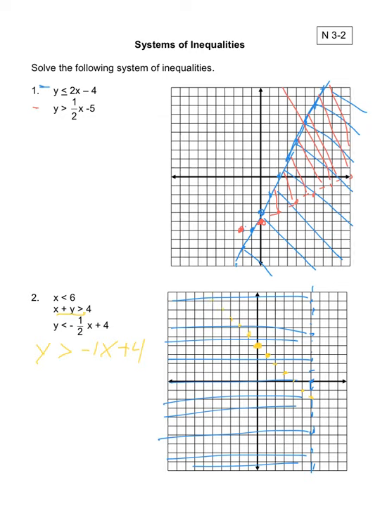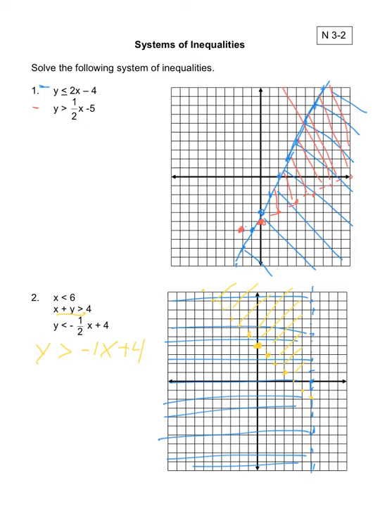And this particular one is not equal to, so it's a dotted line. I've already got my dots there, and I can add a few more little dots to help seal it off. This one says greater than, so that means shade above. So I'm shading up, and I can see my blue and yellow shaded area.